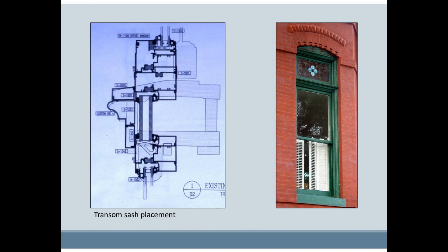Even within a window unit, the relative placement of the component parts is important to ensure that the historic character of the window is not lost in a replacement. The overlay depicted on the left of a proposed aluminum replacement for a window with a transom illustrates a substantial and inappropriate change in the location of the transom sash.